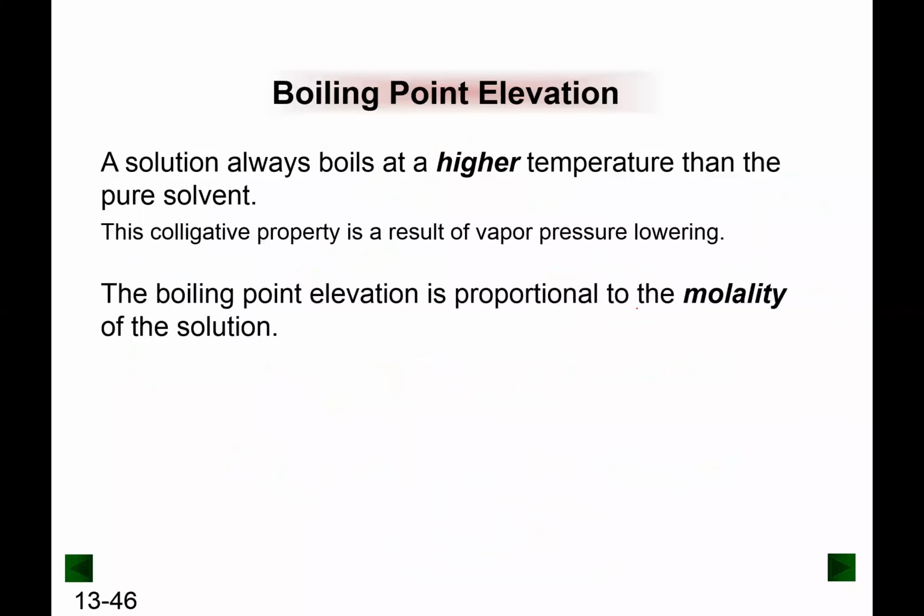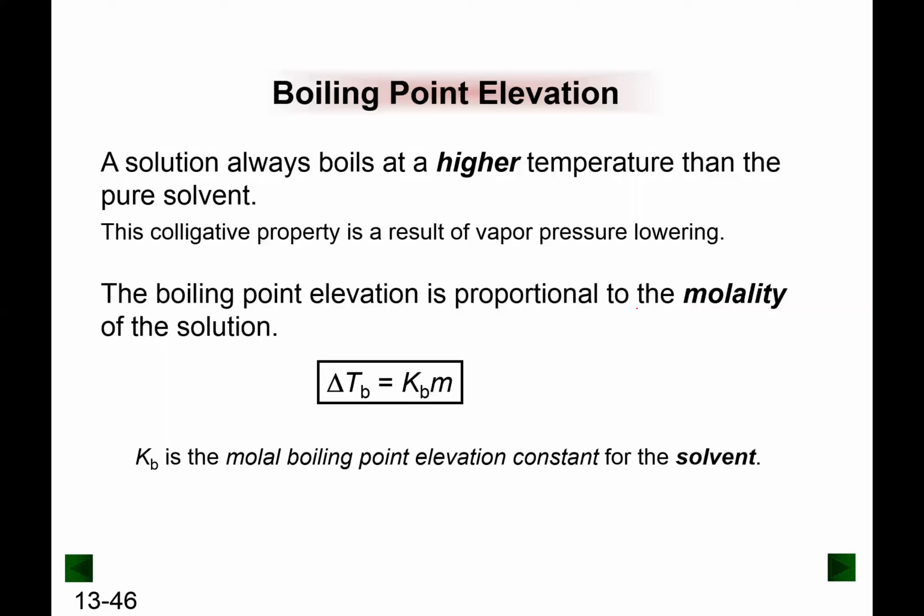All right, now I want to move on and talk about boiling point elevation. And so here we are told that basically if we boil a solution, and remember a solution is a solute plus solvent, a solution will boil at a higher temperature than the pure solvent. This colligative property, boiling point elevation namely, is a result of a lowering of vapor pressure, which we just previously discussed.